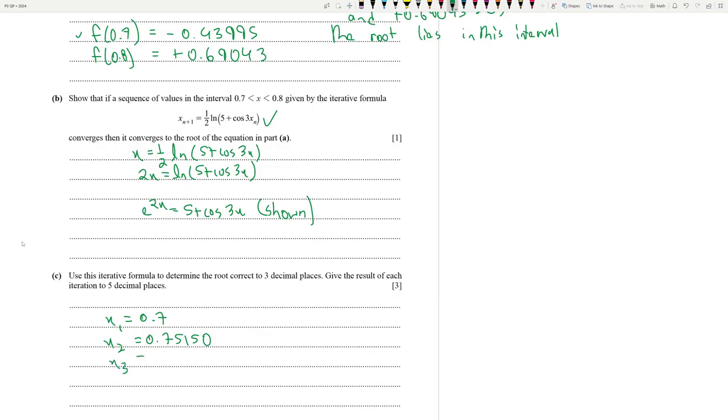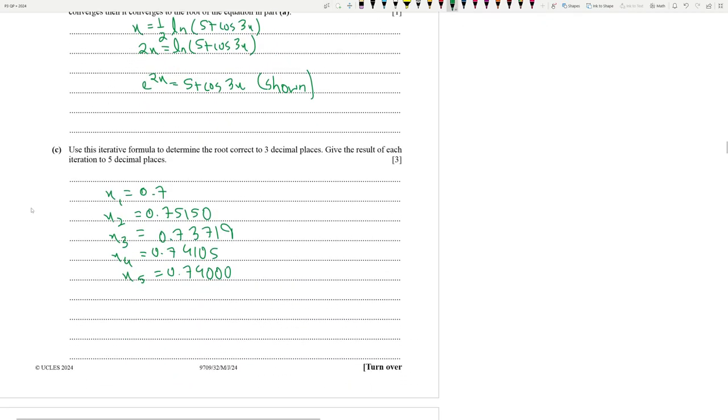Next, I'm applying the answer again from the calculator. 0.73719, 0.74105, 0.74000, basically, 0.74028. Essentially we have reached the answer. So the value of x to 3 dp is 0.740. That's it. That's our answer.